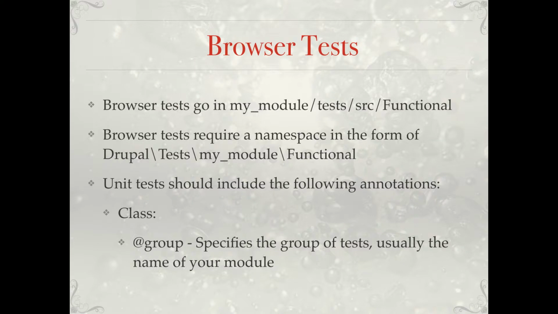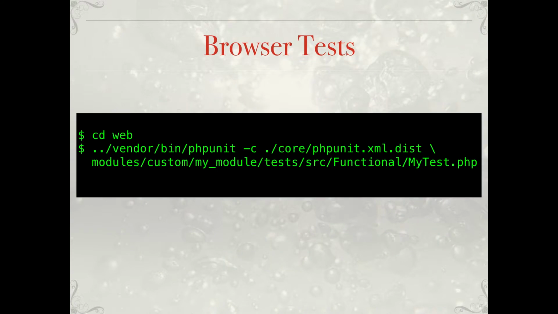The way you write your tests, again, should be very simple. Instead of going into source/unit or kernel, we put them in functional. Browser tests have a namespace that follows that path, and you should have a group annotation on your tests. How you run them is slightly different. You'll see here that in this particular case, I'm telling it to run the entire test class and all the methods in there. Because it's PHPUnit, I think you can still pass in the group on the command line. And we'll see what that looks like.